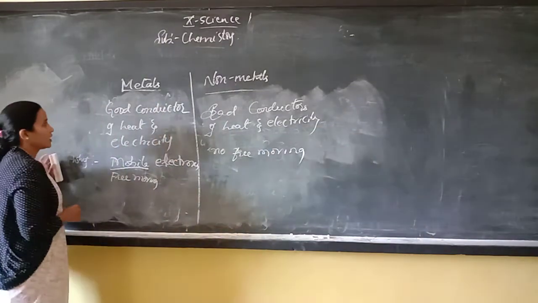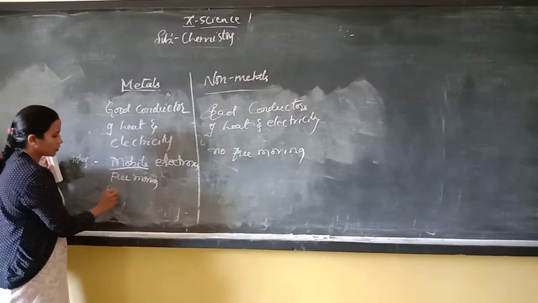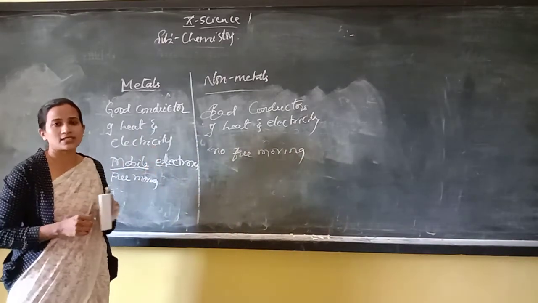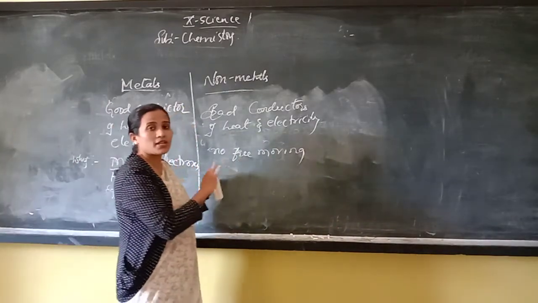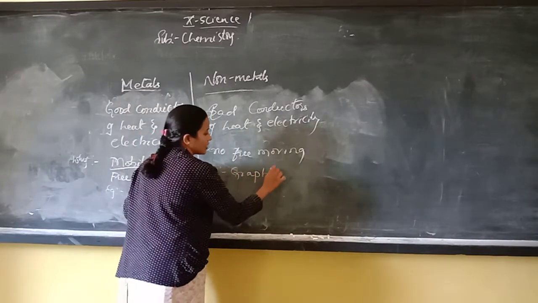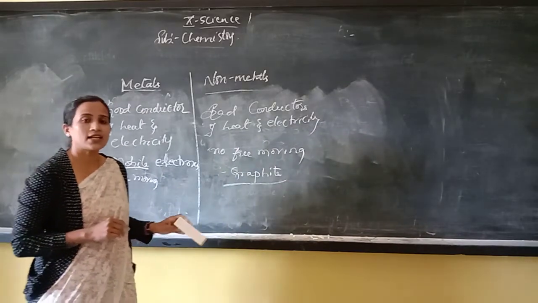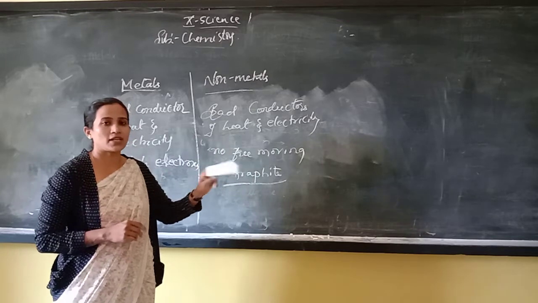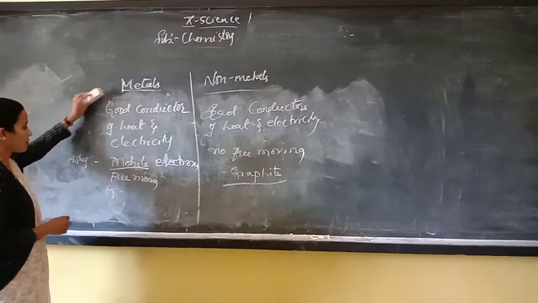For example, all the metals conduct electricity, though mercury is an example of a metal that is different. Non-metals do not conduct electricity except graphite. Graphite is a non-metal but it conducts electricity. Why does it conduct electricity? What is the reason? In the next lesson, carbon and its compounds, I will explain in detail. Understood? This is one of the important properties.